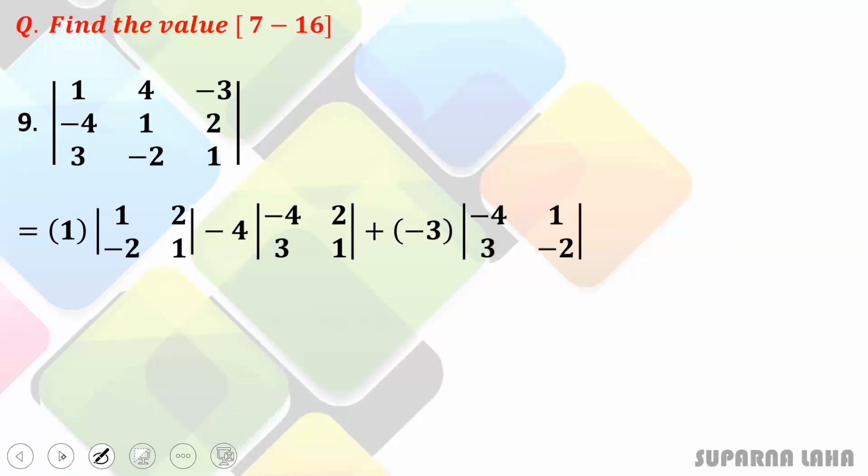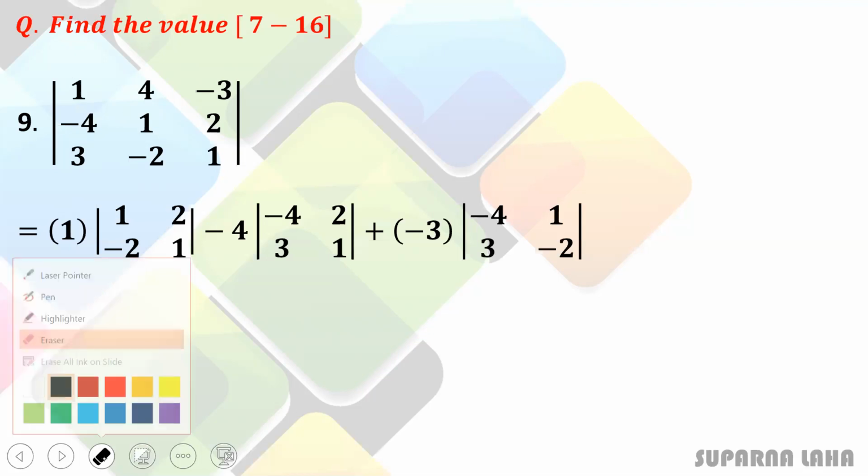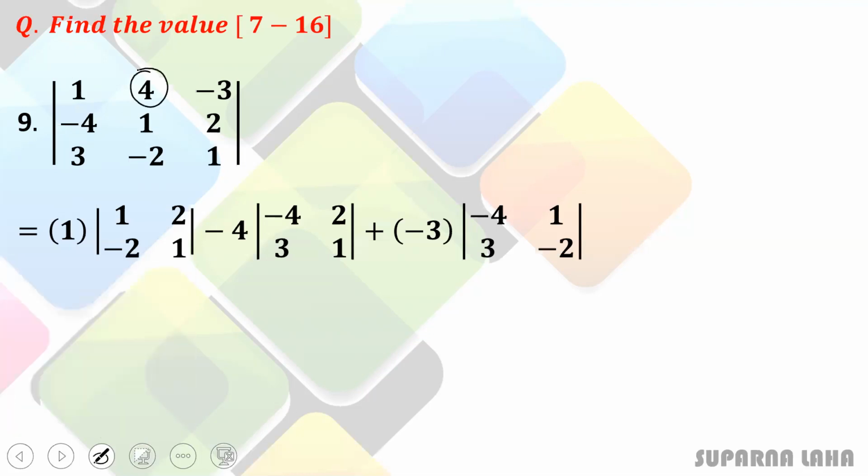You will find this one, that is 1 into this determinant, that is 1, 2, minus 1, 2. Okay. Now, secondly, for 4, a minus sign will be there, right? This is the element A12. So minus 1 to the power 1 plus 2, that is 3, that means minus 1. So minus 1 into 4, that is minus 4, into these elements: 4, 3, 2, 1.